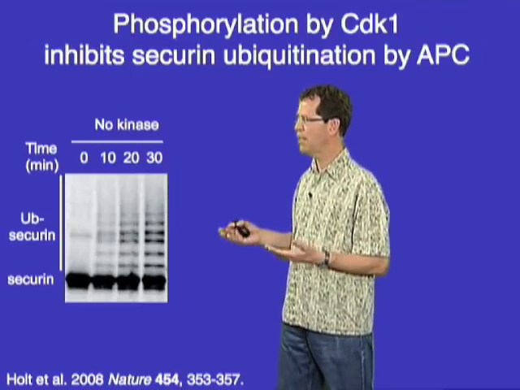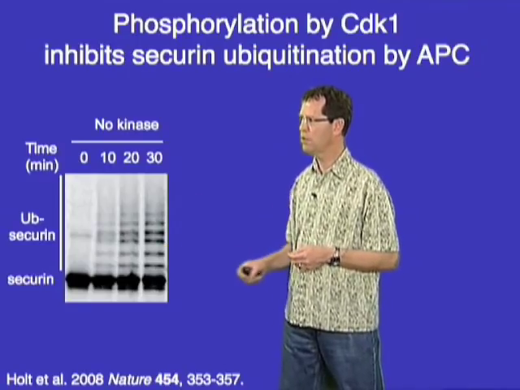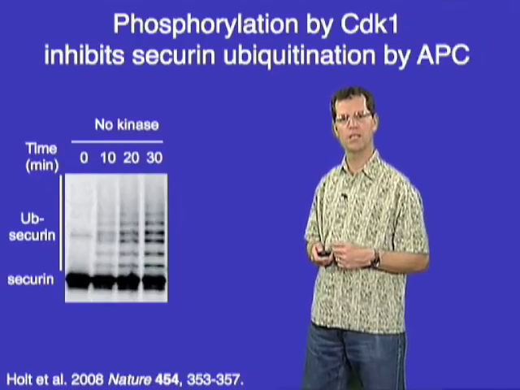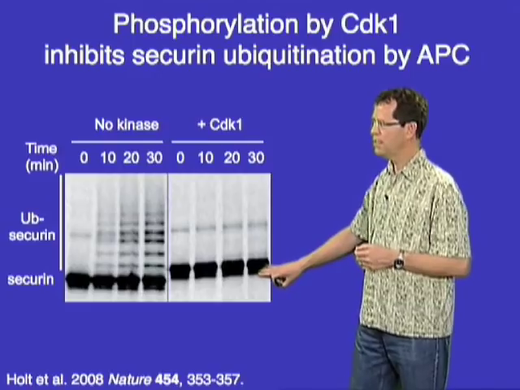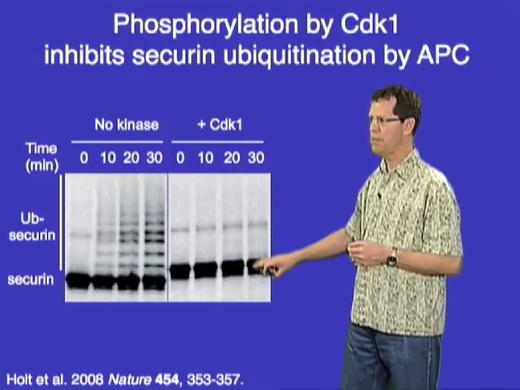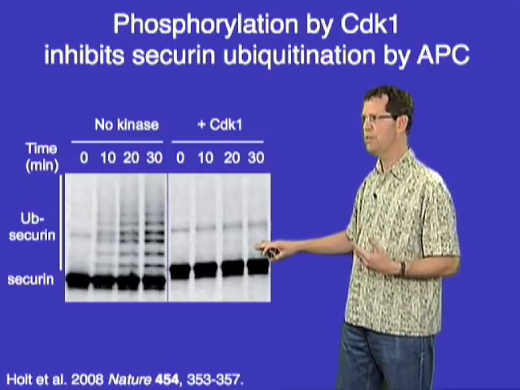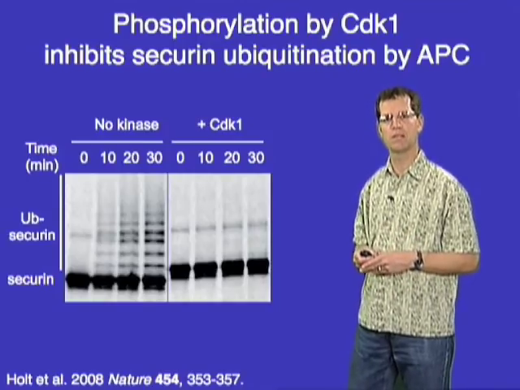And so in the absence of kinase, clearly securin is a good APC target, as we expect. And the question then becomes, how good a substrate is it for the APC after it's been phosphorylated? And the answer to that is shown here. Once securin is phosphorylated, its mobility on the gel shifts, but it is no longer a good substrate for the APC. Phosphorylation of securin has therefore greatly inhibited its ubiquitination by the APC, just as we predicted from the position of the phosphorylation sites.